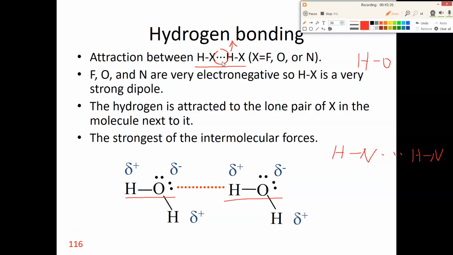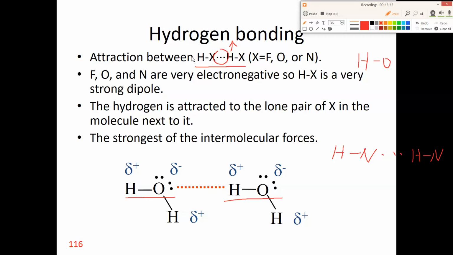However, most of the time this is in the liquid phase. Hydrogen bonding exists most of the time in the liquid phase, not in the gas phase, because in the gas phase the molecules are far apart.